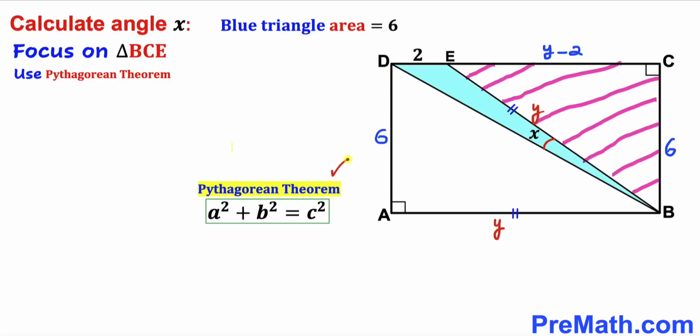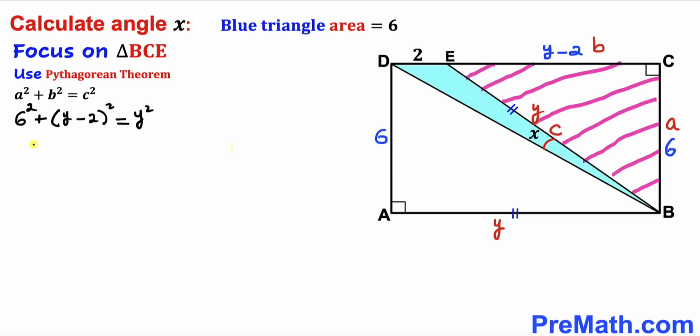And here's our Pythagorean theorem: a square plus b square equals c square. Let me go ahead and call our longest side c. I'm going to call this side a and this side lowercase b. Now let's fill in the blanks in this Pythagorean formula. a in our case is 6. So this is going to become 6 square plus b, in our case y minus 2 whole square, equals y square. So let's go ahead and simplify this.